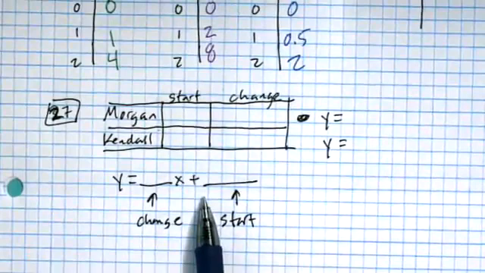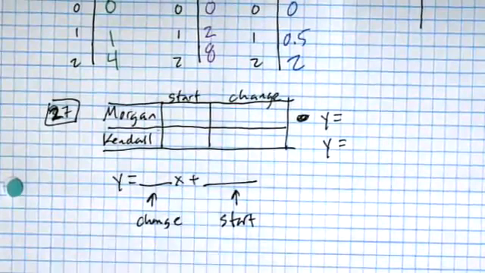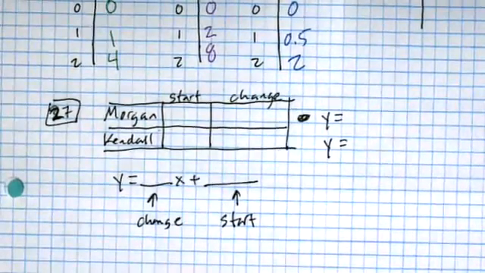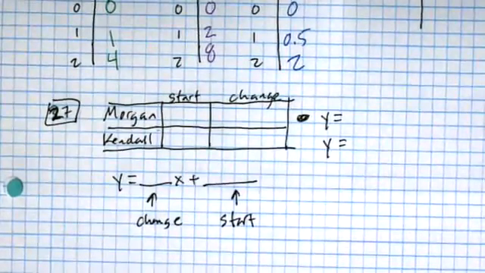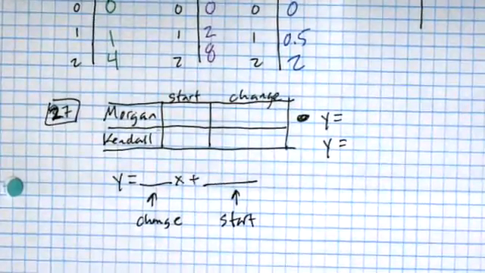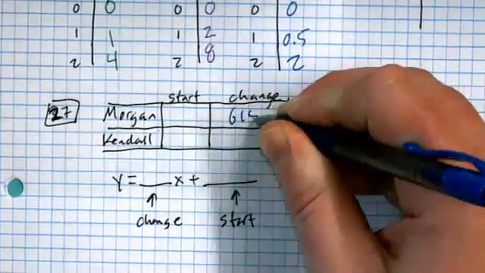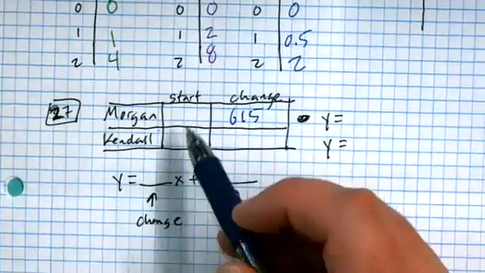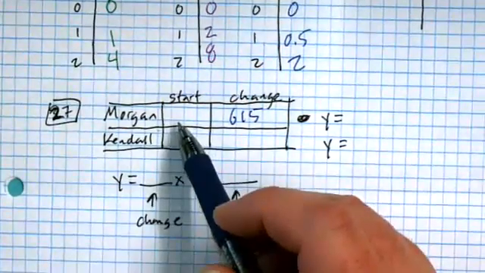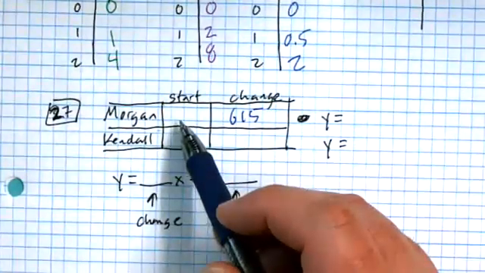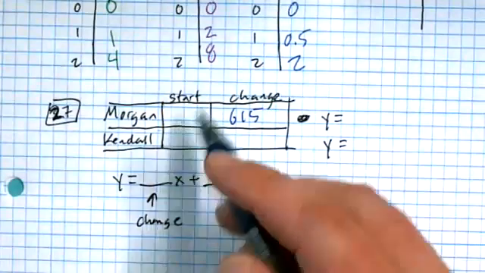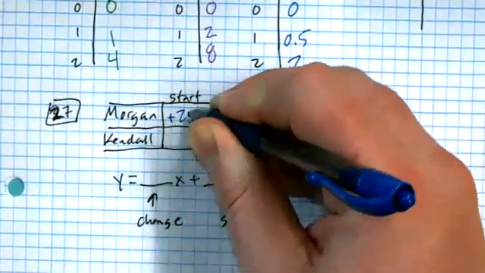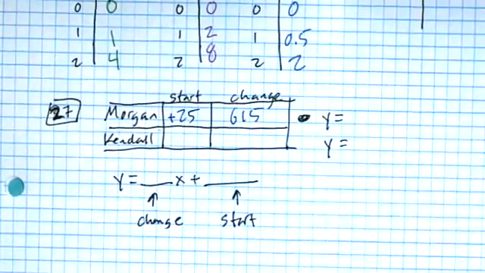This is that y equals mx plus b. So we need to know the start and the change for each of them. So as I start reading through here, I need you to make note of the start and the change. So Morgan started the year with $615 in the bank and is saving $25 per week. So is Morgan's amount of money increasing or decreasing if she's saving $25 per week? It's increasing. So this would be plus 25. She's adding $25 into her savings each week.